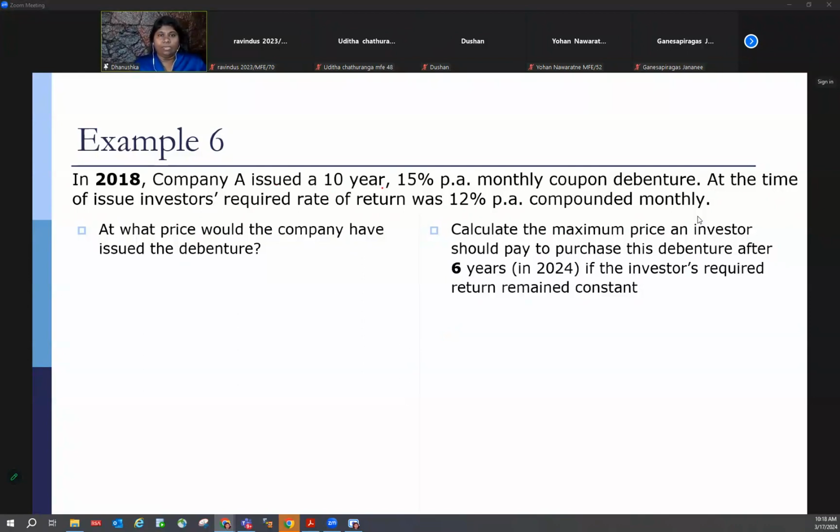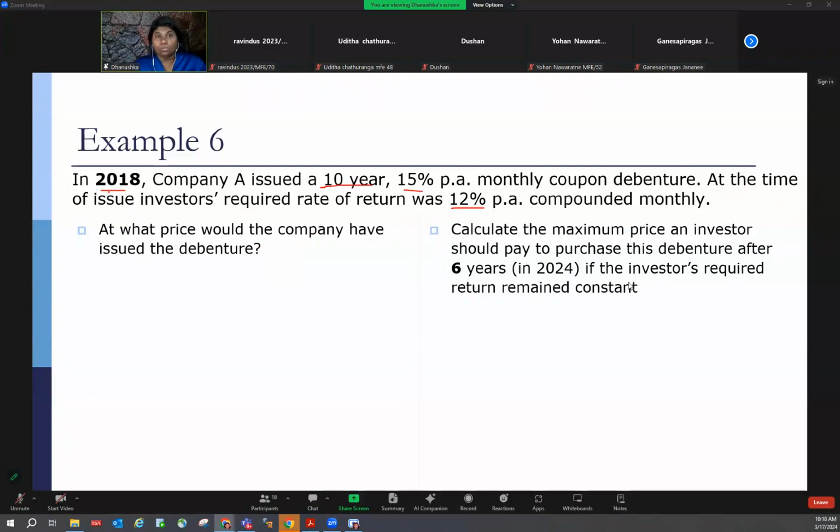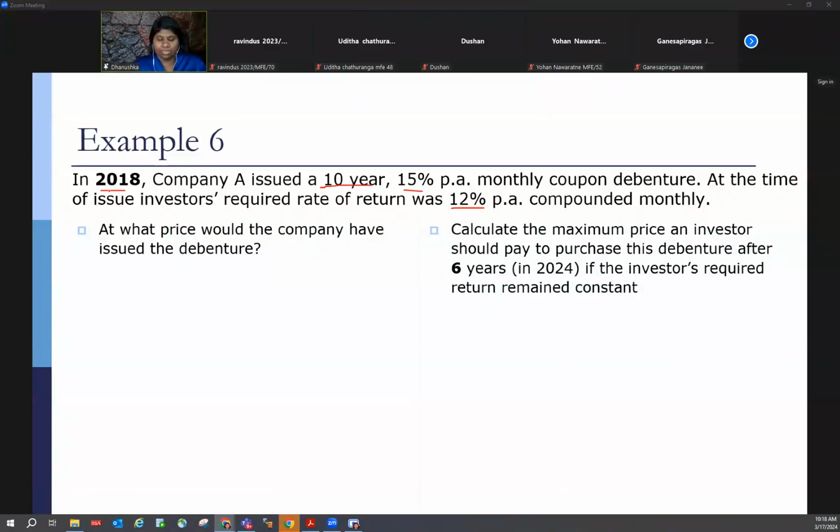We have a 10-year debenture, 10 years in 2018. Coupon is 15%. Investors' required rate of return is 12%. Both are monthly coupons and compounded monthly. And at what price will the company have issued the debenture? So in 2018, what is the price of the debenture? That's the first question that is being asked.